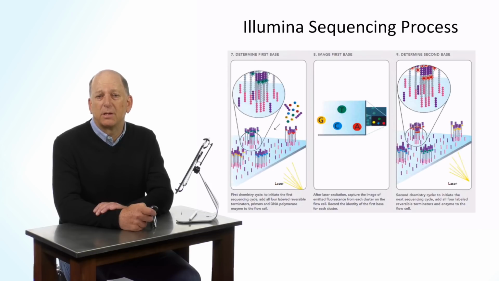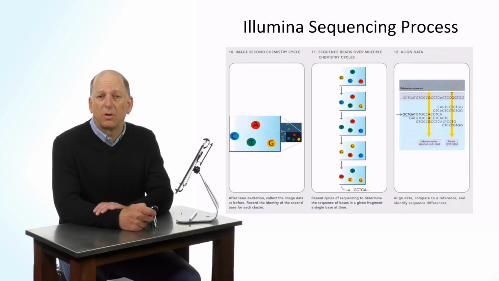Fluorescence of the first base is then eliminated, and the second cycle adds the next base. The second and subsequent cycles then define the sequence of each fragment, one base at a time. Again, because the location is fixed, imaging at each step can be used to define the entire sequence, usually in the range of 50 to several hundred bases. The resulting short sequences are then aligned with the reference sequence and with each other to assemble the sequence of the organism.